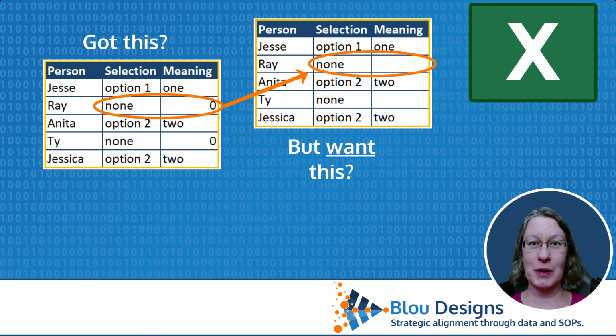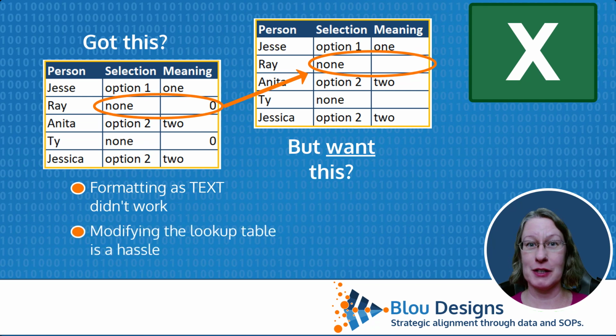Are you trying to use a lookup function, but getting a 0 when you should be getting a blank cell? Maybe you've tried formatting the cell as text, and that didn't work. Maybe you've even tried manipulating your lookup table. But if your lookup table is big, or it gets updated regularly, that can be a lot of data manipulation just to get some blank results.